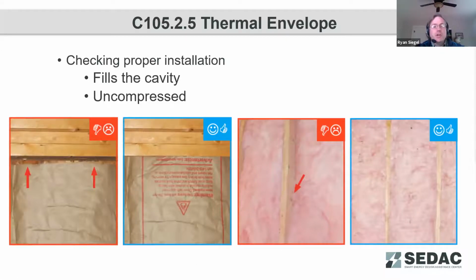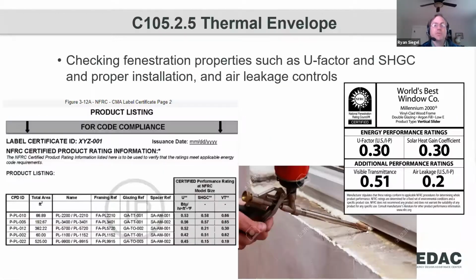Also going through and checking, did we have proper installation? Again, filling the cavity and without compression. Here we see some various illustrations on the left where we didn't quite have enough, and so we just kind of made it stretch and tried to make it appear filled, even though it missed the mark. Towards the right here, we have compressed insulation. So again, checking for these installation details can dramatically have a role on the envelope performance over time.